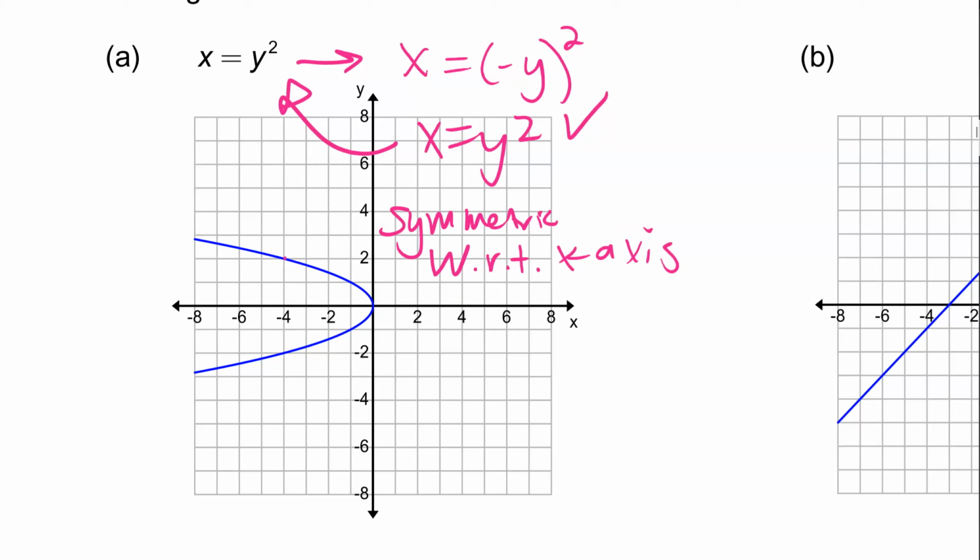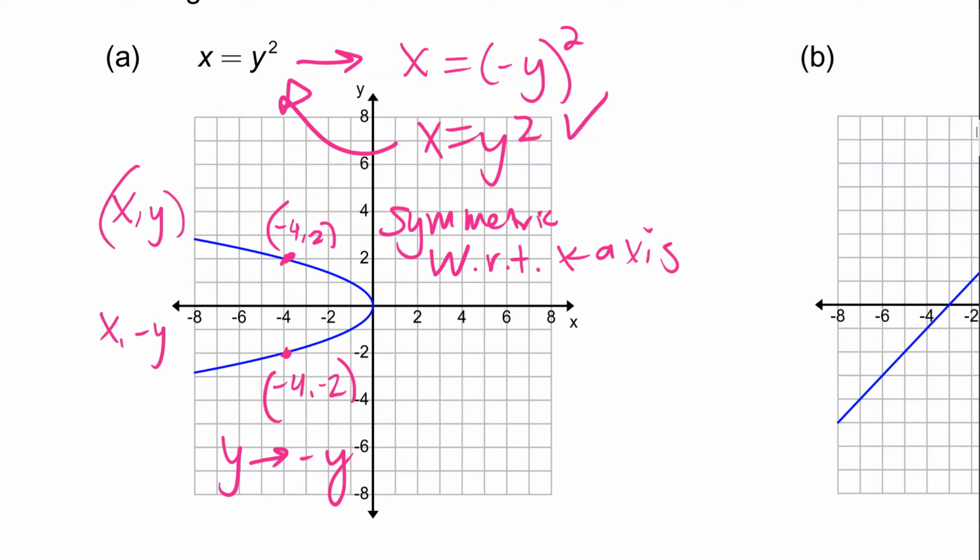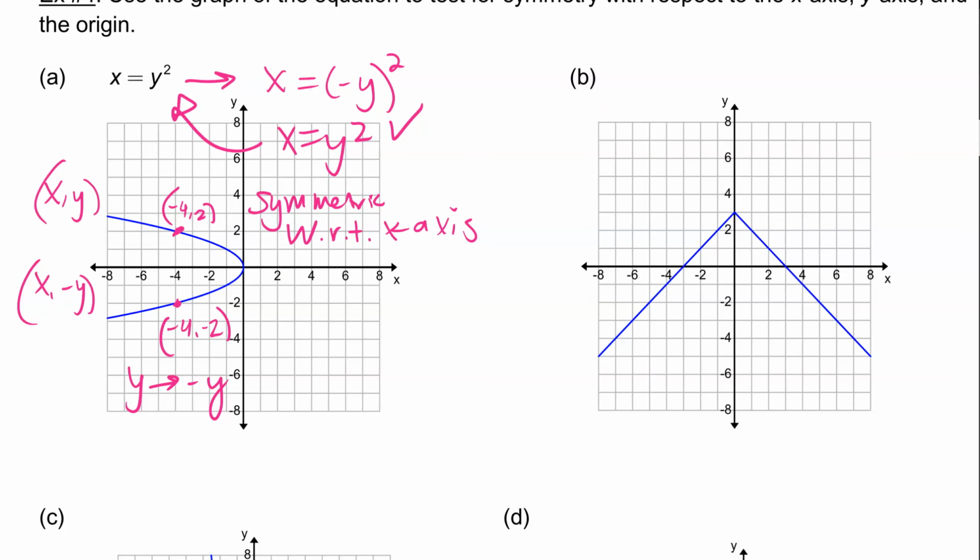So I have negative 4 comma 2, and then I have negative 4 comma negative 2. The thing that's different is the y. The y is just the opposite sign, right? You plug negative y in for y. You see, you have x comma y, and then you have x comma negative y. It's just flipping the sign of the y. Okay, I have drilled this into your brain. Let's look at this next one.